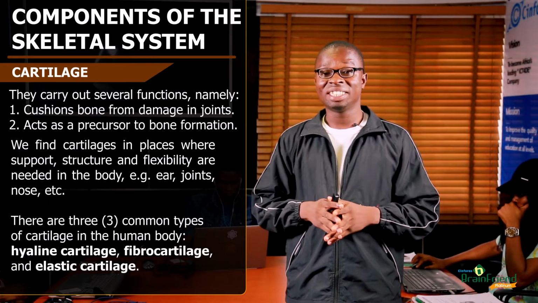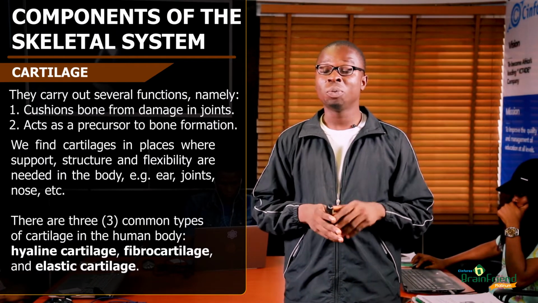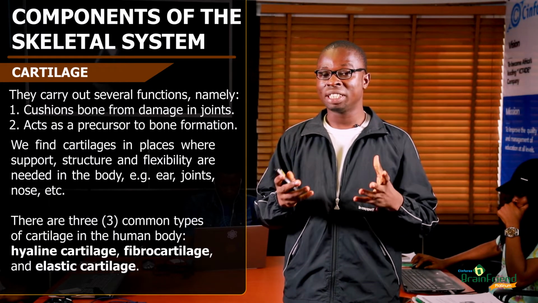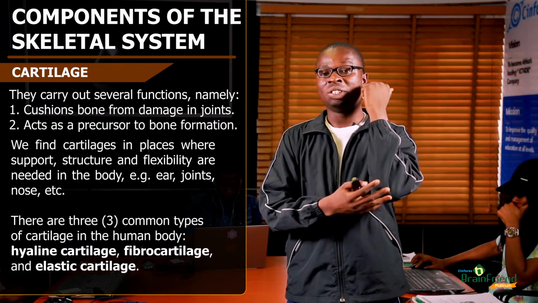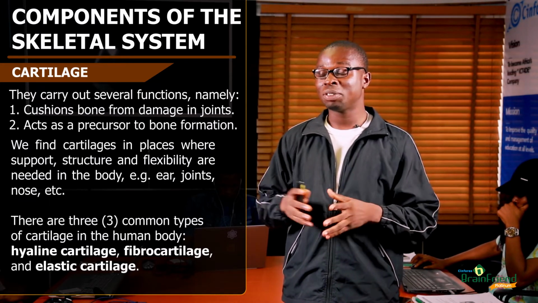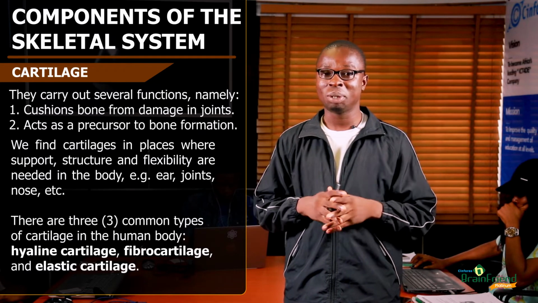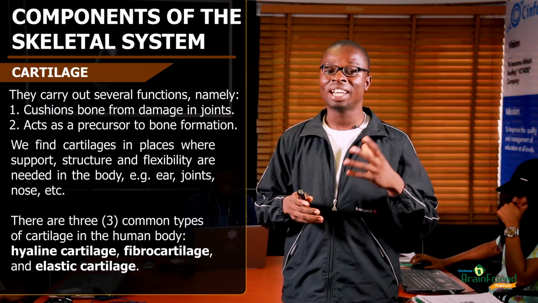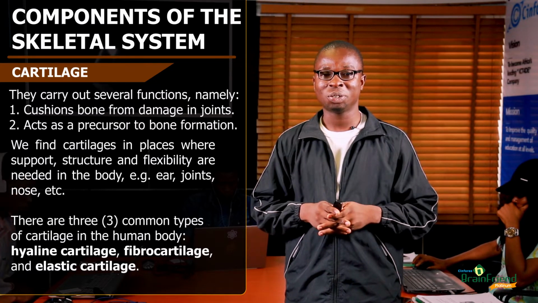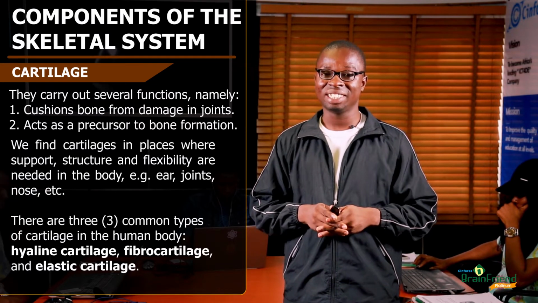We find cartilages in different parts of the body where support, structure, and flexibility are needed. For example, the ears, in joints, and in the nose. There are three common types of cartilages that are found in the human body, and they are the hyaline cartilage, fibrocartilage, and elastic cartilage. We'll not talk further about cartilages.